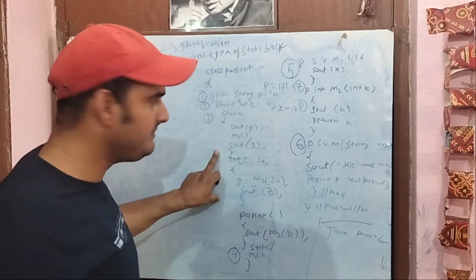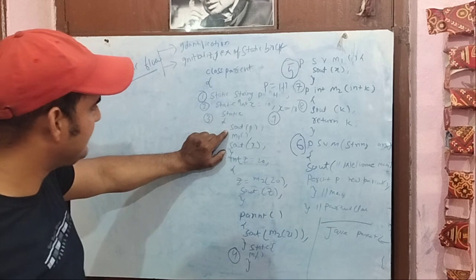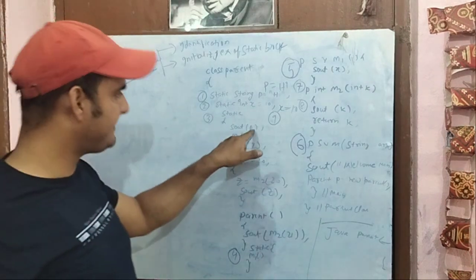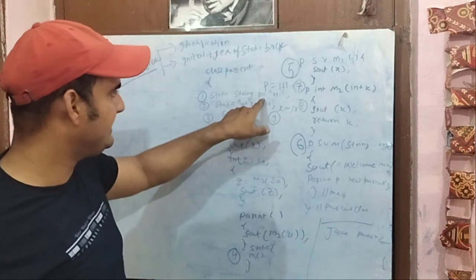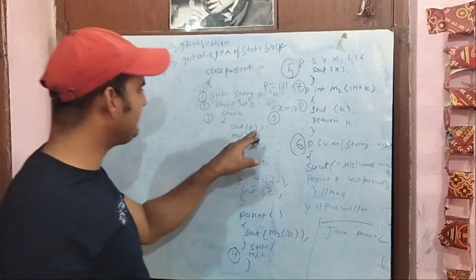The static block will be executed, so this is number 9. Once it comes here, it will see System.out.println of p. p is a variable. What kind of variable? A static variable. Since it is initialized, no compile-time error will happen. So it will print p.